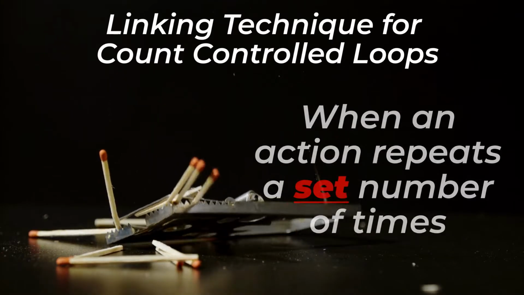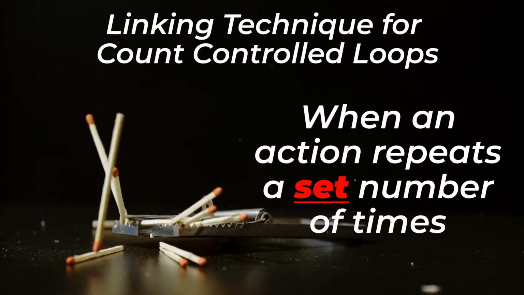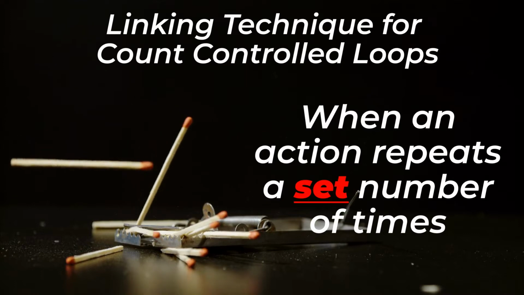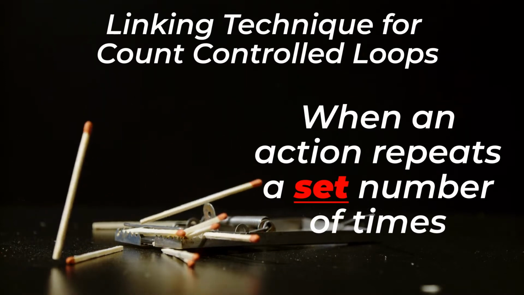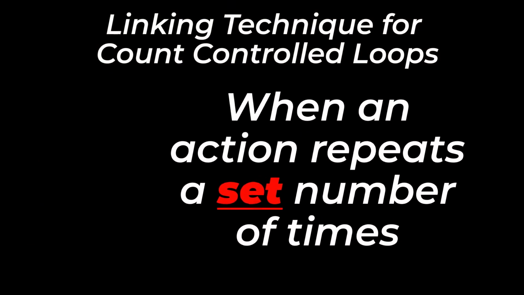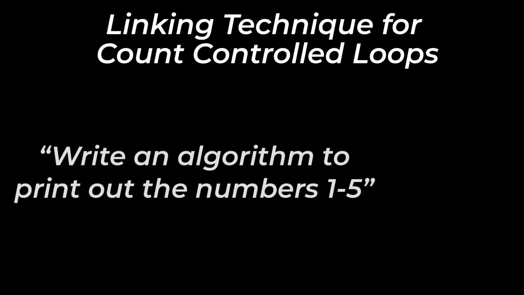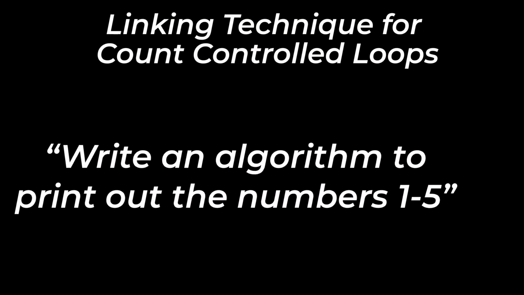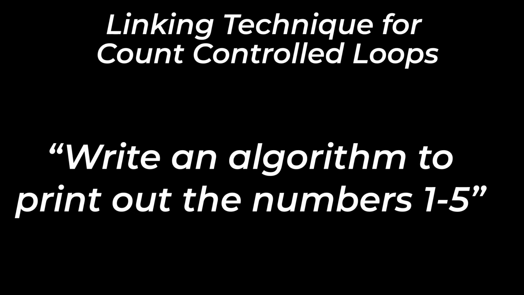Let's briefly look at the count-controlled loop in more detail. You need to use a count-controlled loop when an action repeats a set number of times, 1, 2, 3, 4, 5 times. So this is an example of what it might look like. This is the trigger in the exam you're waiting for. Write an algorithm to print out the numbers 1 to 5. So that's going to print out 1, 2, 3, 4, 5 on the screen. And that is what you're looking out for.